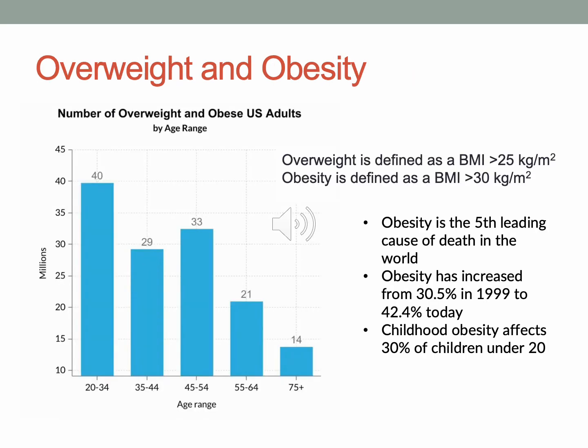Obesity is the fifth leading cause of death in the world, and in the United States, we've seen an increase from about 30%, a third of patients being obese, to now 42.4%. And childhood obesity affects a third of all children under 20. This is staggering, and this is driving our disease process, not only for cardiovascular disease, but other metabolic diseases, cancer, and disability in the United States today.